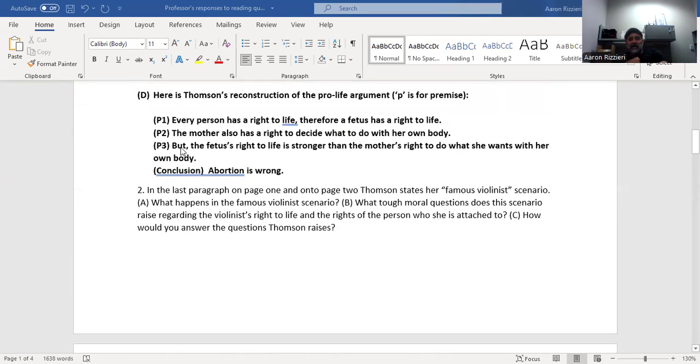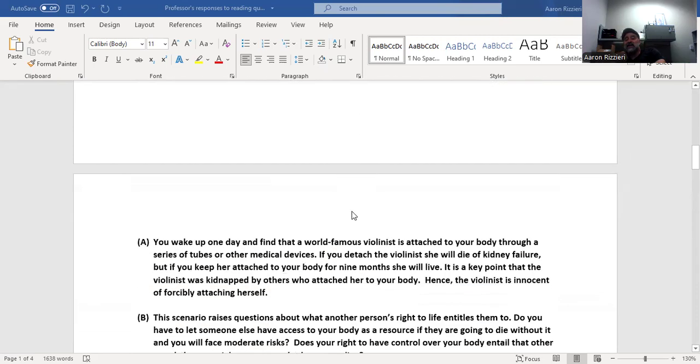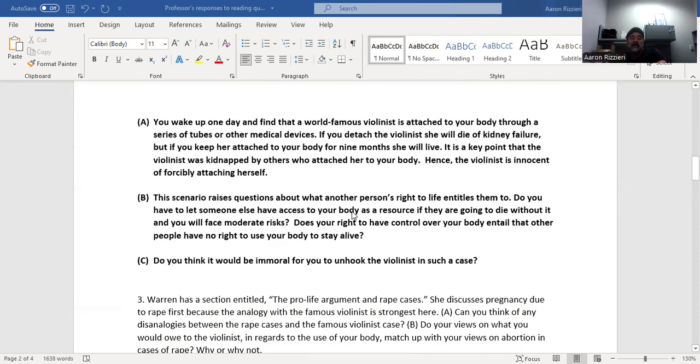this is basically why she reconstructs the basic pro-life argument in this manner. So look again at that third premise. The key claim is the fetus' right to life is stronger than the mother's right to do what she wants with her own body. And she's using the famous violinist scenario to challenge that assumption.